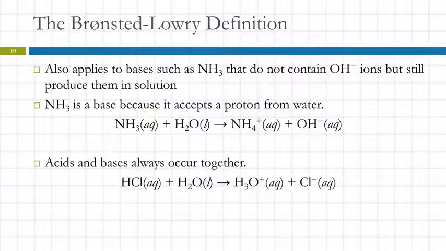So this definition also works for bases like NH3, ammonia. Ammonia is a base, but it doesn't have hydroxide ions. So you look at that and you think, well, how could that make hydroxide ions in solution? It doesn't have hydroxide in it. The Bronsted-Lowry definition says this is a base because it accepts a proton. So NH3 in water will take a proton from the water and become ammonium ion, and what's left is hydroxide ion.